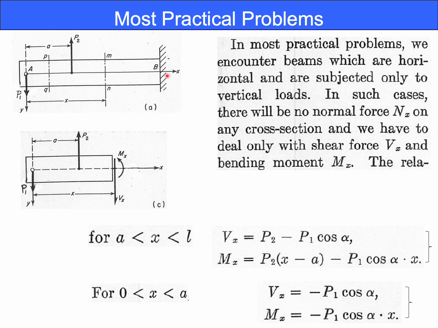So take a look at the entire cantilever beam. But what is different is that the force at the left end does not have the horizontal component in this case. So in most practical problems, we encounter problems without axial force, normal force Nx. In such cases, we have to deal only with shear force Vx and bending moment Mx.